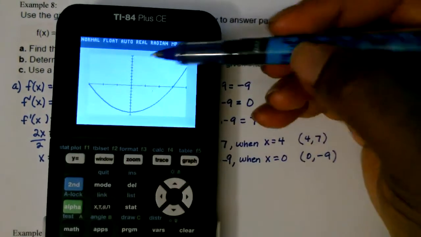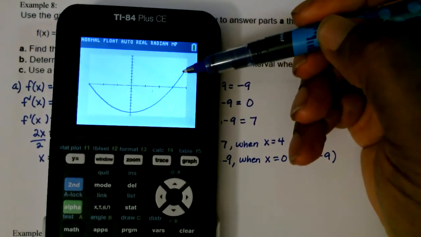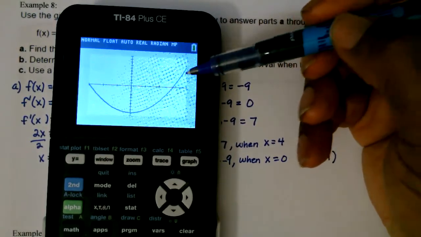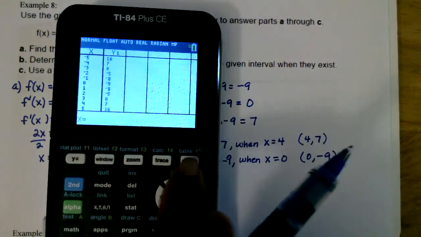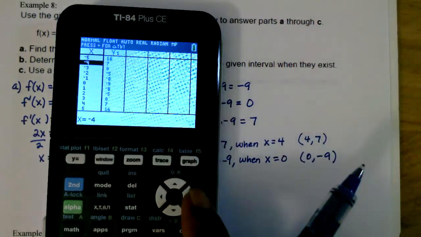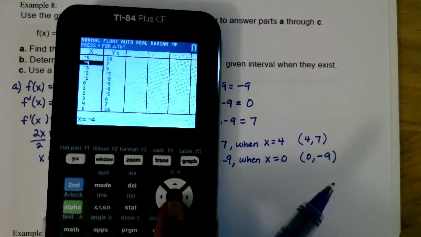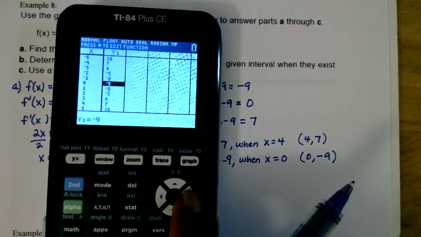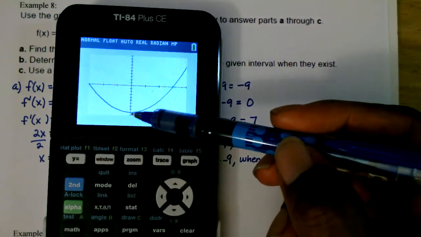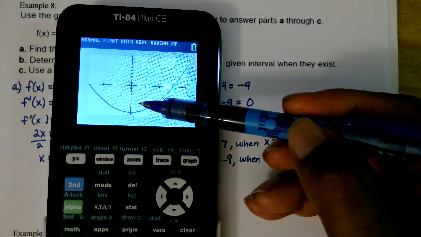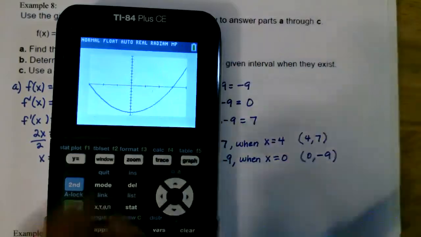Okay. So pretty much at 4, you'll see where it reaches 7. And you can verify that by doing this second table. So you can see at -4, it's going to be at 7. And then when it's 0, it's going to be -9. And again, there's a graph right there, -9. That's the absolute minimum. And here, that's the absolute maximum right there at 4.